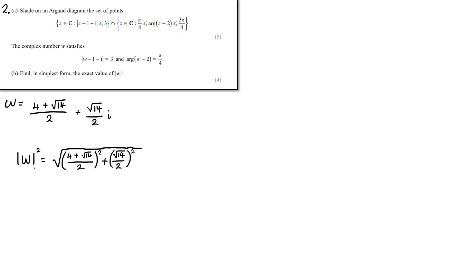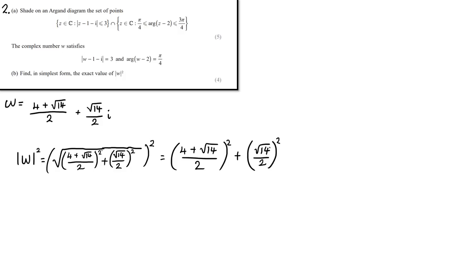And because we want the magnitude of w squared, well, if you just wanted the magnitude of w, then this would be correct. But we want the magnitude of w squared, so we're just going to square all of this here. Okay, so we take all of this and we square it. And clearly what would happen here is the square root would disappear, and we're just going to get left with what's underneath the square root. So this is going to be equal then to, right in brackets, 4 plus root 14 over 2 all squared plus root 14 over 2 all squared.